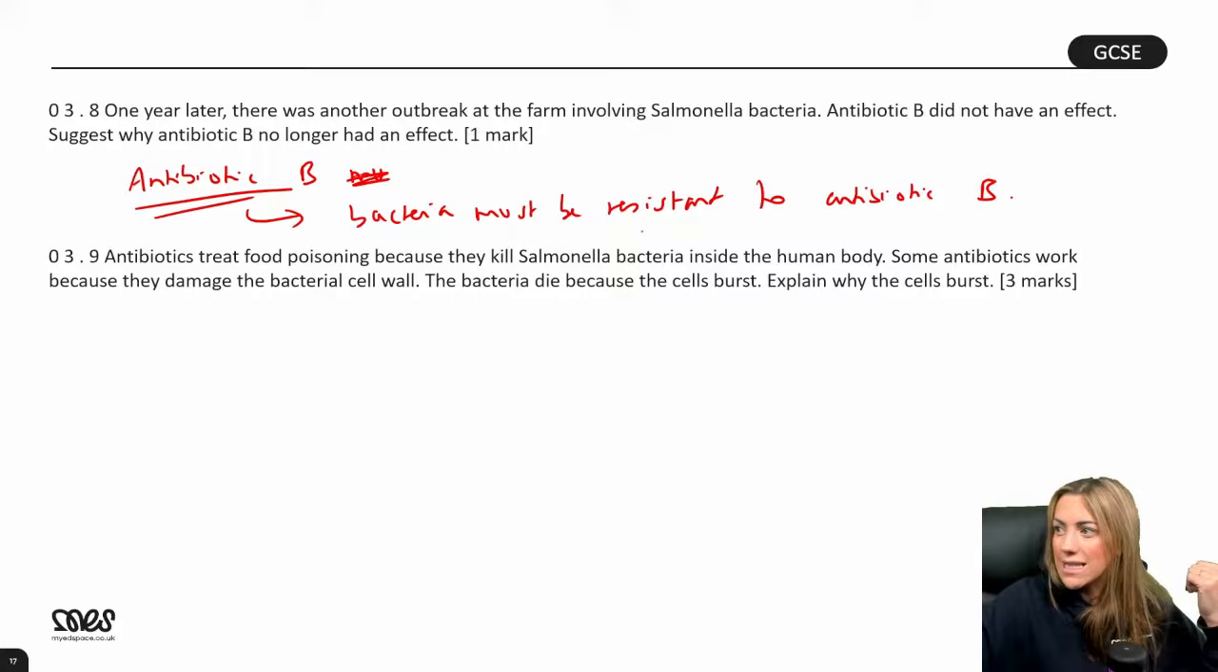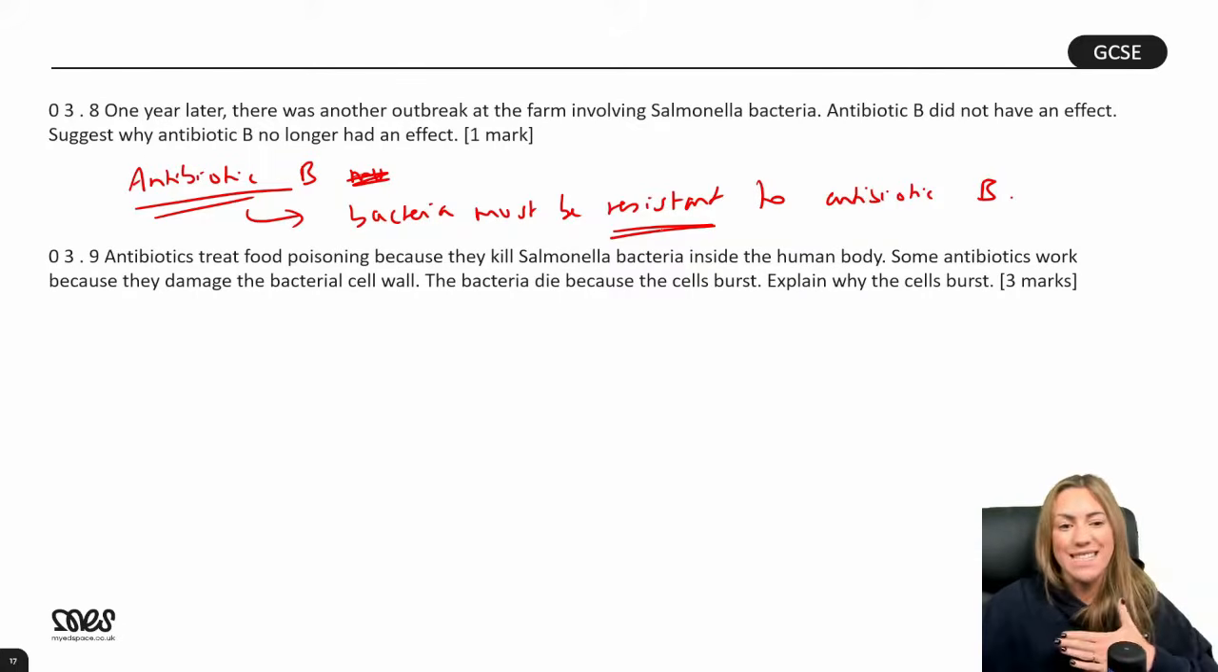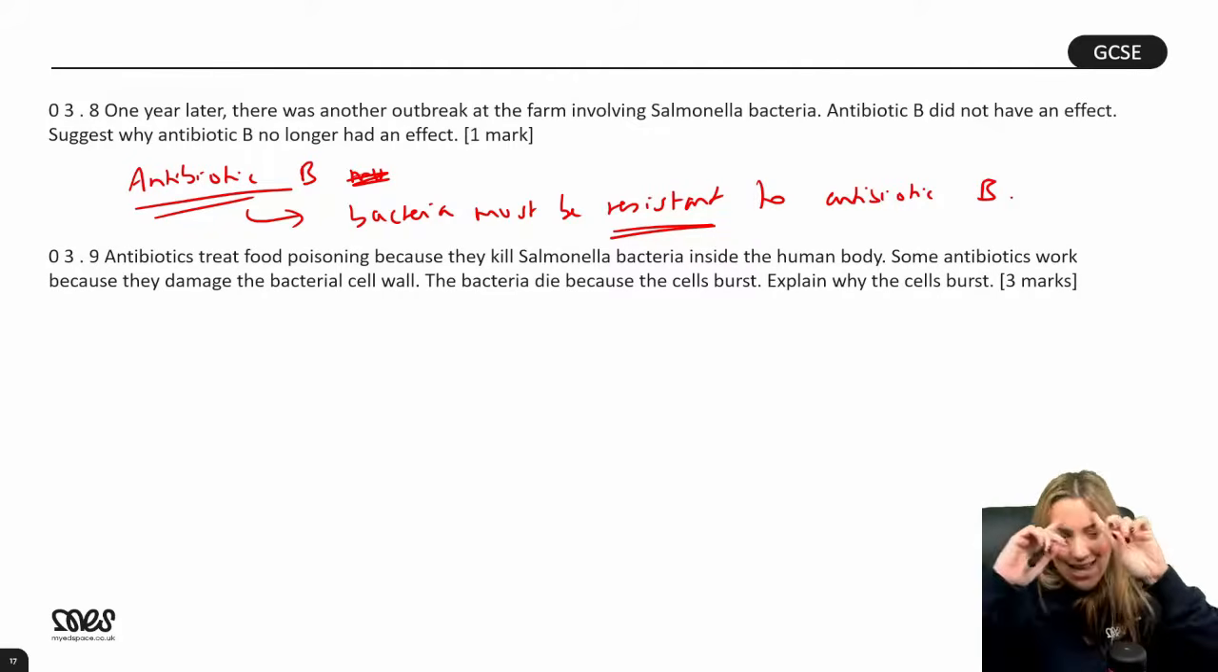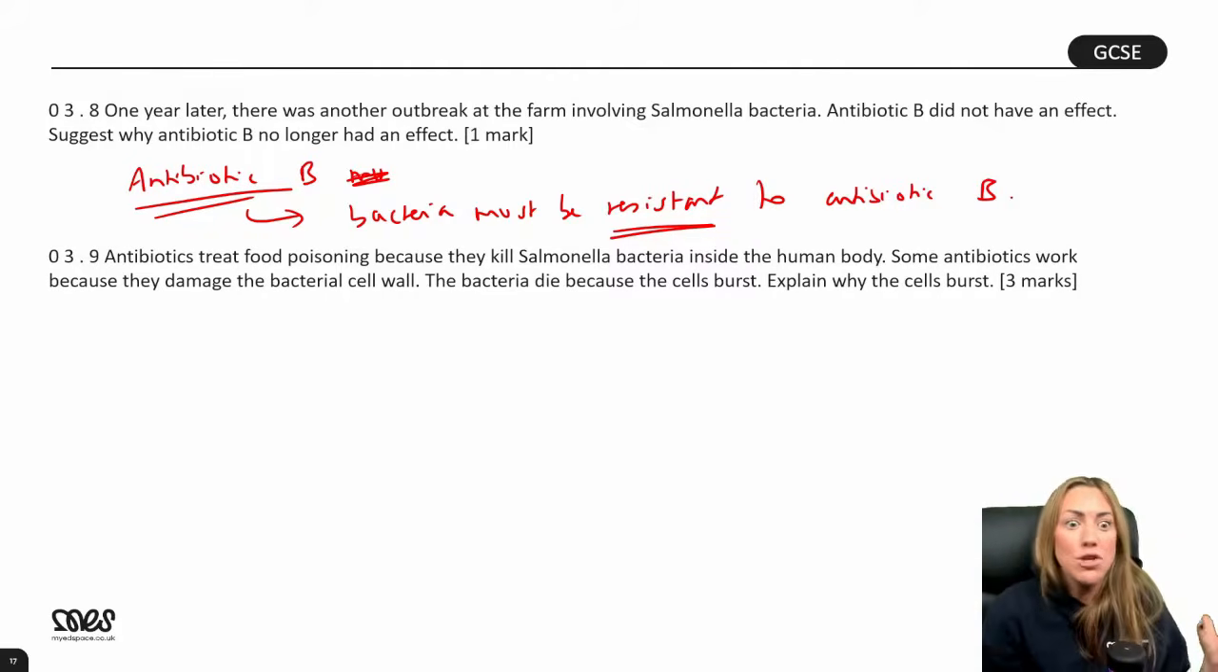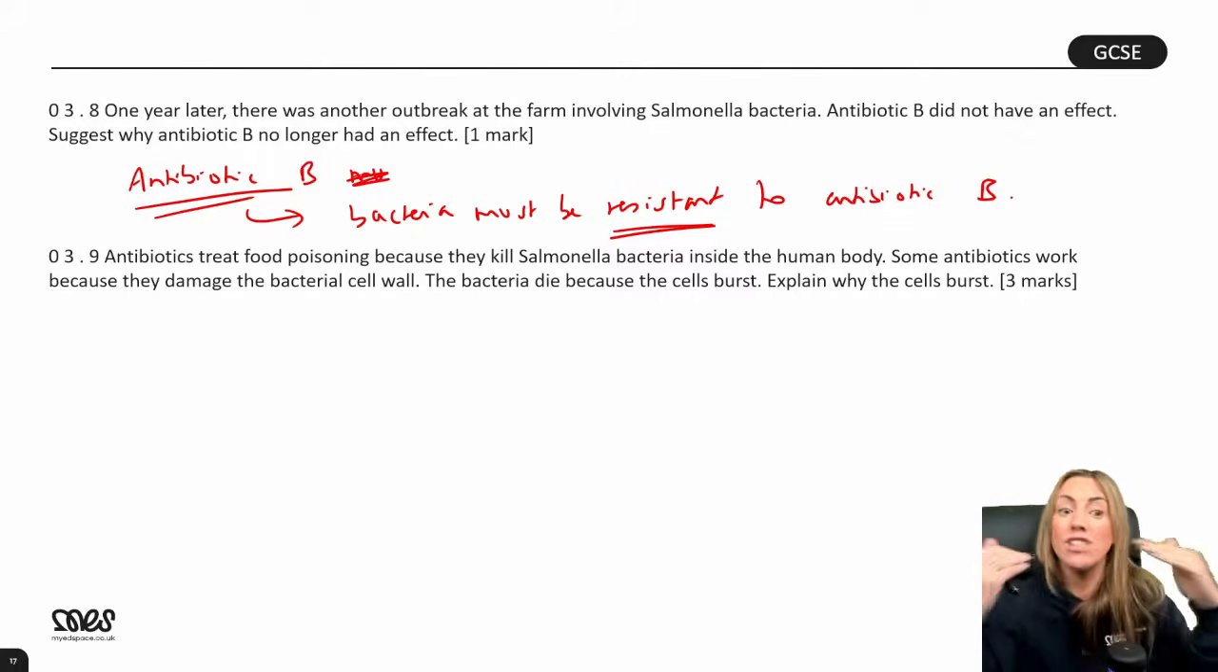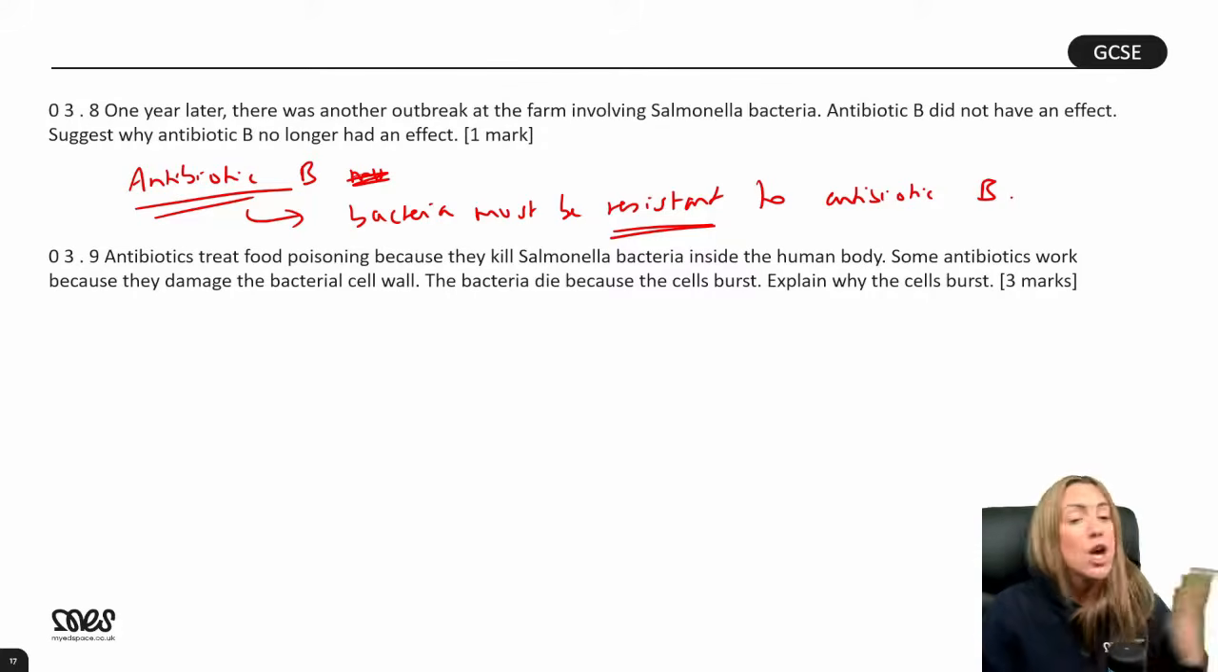All they're really testing you on here is that you use the word resistant. Some students keep falling into the trap of saying the bacteria must be immune. They don't have an immune system. They don't use white blood cells. They can't get immune. They're not becoming immune. They are developing resistance. So the bacteria are becoming resistant or have become resistant to the antibiotic, which means they can no longer be killed by the antibiotic.